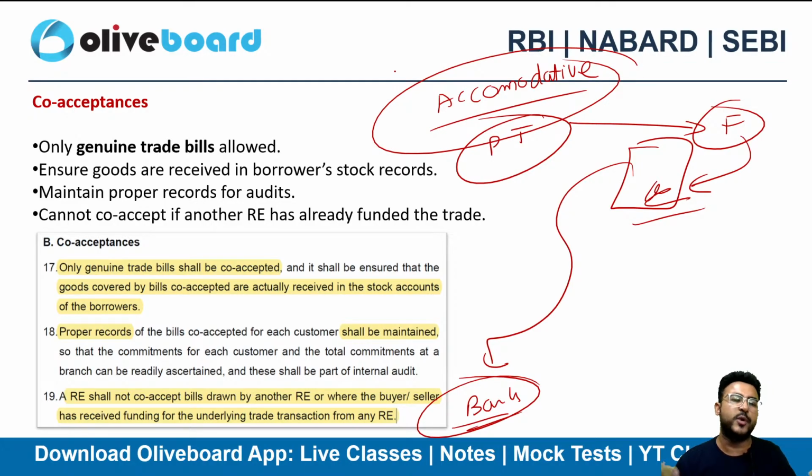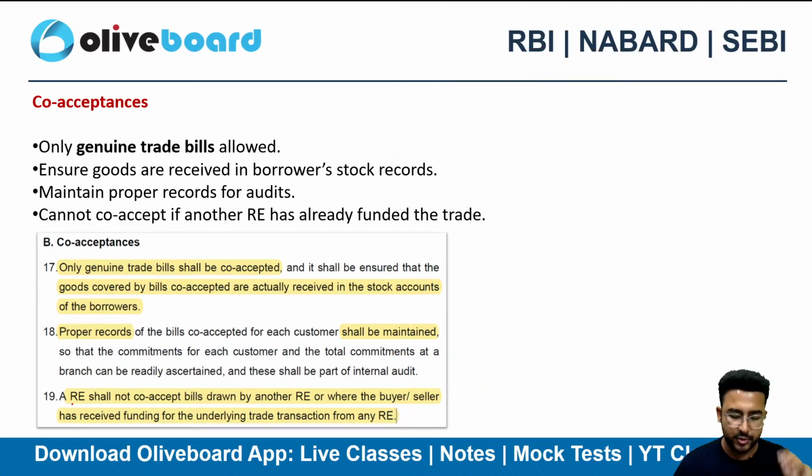We just wanted to raise some quick finance. There was no actual supply of goods or services, right? I never supplied goods and services. So I can say that this is not a genuine trade bill. There was no trading at all. It's just for accommodation. We call it an accommodative bill. So only genuine trade bills are allowed here.